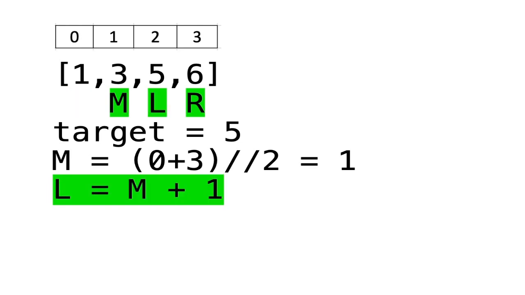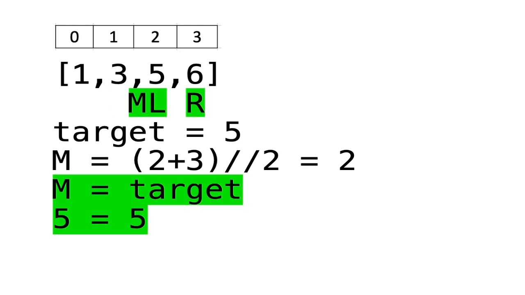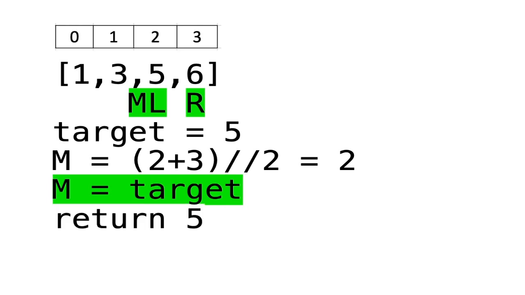Now we are repeating the same steps again. We are finding the middle element again. Now our middle element is 2 plus 3 divided by 2, which is 2. We are shifting the middle pointer to the index position 2. In this case, the middle is equal to the target, so we are returning the element of the middle pointer, which is 5. Let's take another example.